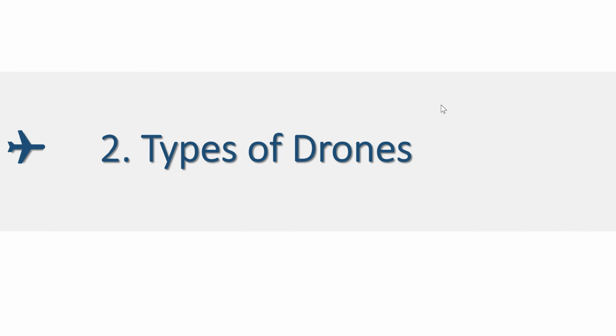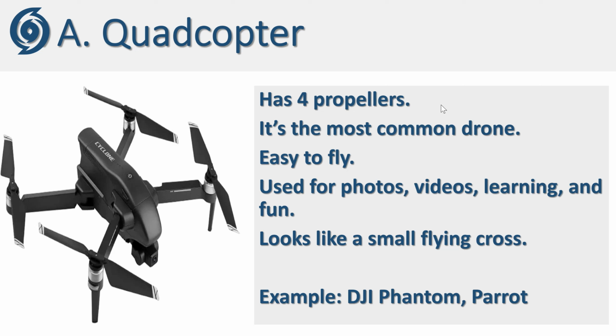Types of drones. Firstly, we focus on the quadcopter. A quadcopter has four propellers. It's the most common drone, easy to fly, used for photos, videos, racing, and fun. It looks like a small flying cloth. Examples: DJI Phantom, Parrot.